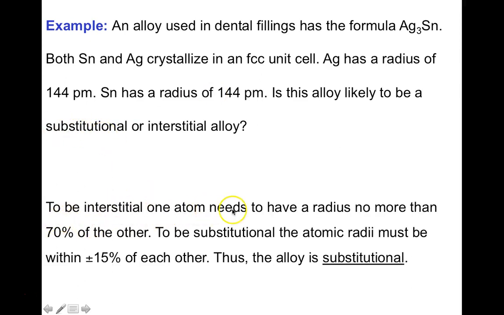To be interstitial, one atom needs to have a radius of no more than 70% of the other. That would be if it was using the octahedral holes. To be substitutional, the atomic radii must be within plus or minus 15% of each other. Thus, the alloy is substitutional.